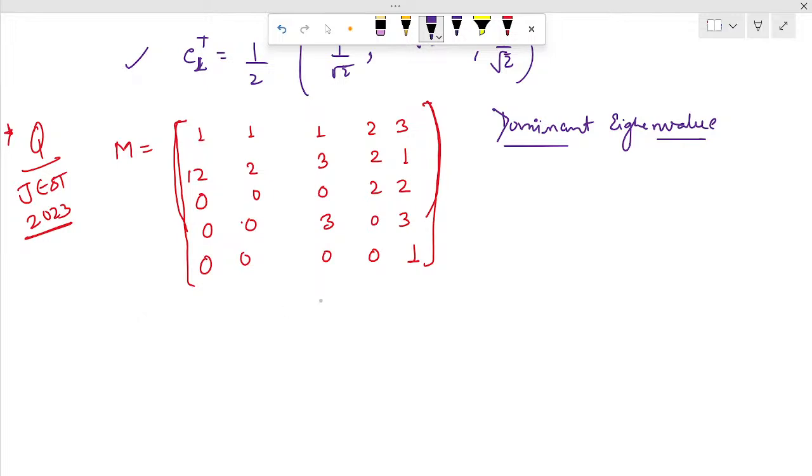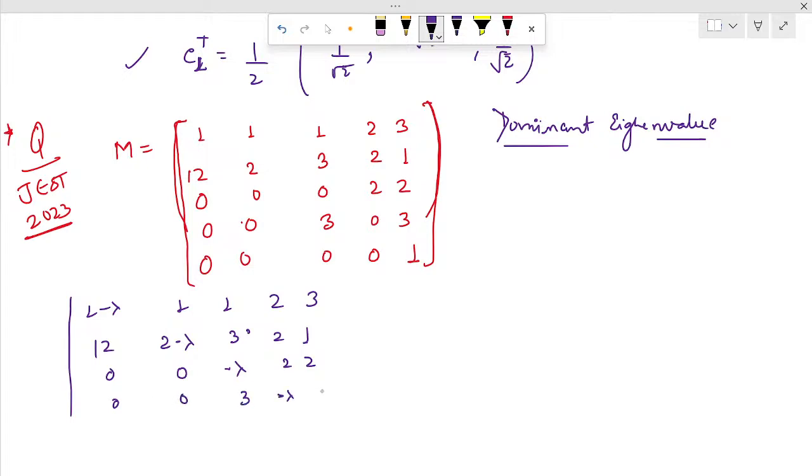So I have done it for you, so I'll do it directly. 1 minus lambda, it was given here, it is 1, 1, 2 and 3, and you had this 12, you had this 2 minus lambda, 3, 2, 1. I'm going to just demonstrate the steps, because this is something that I've done already for you, because I thought that if I do it live, then even if I make a single mistake, then it is over.